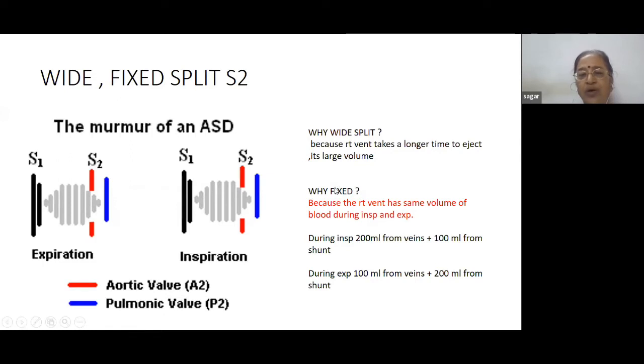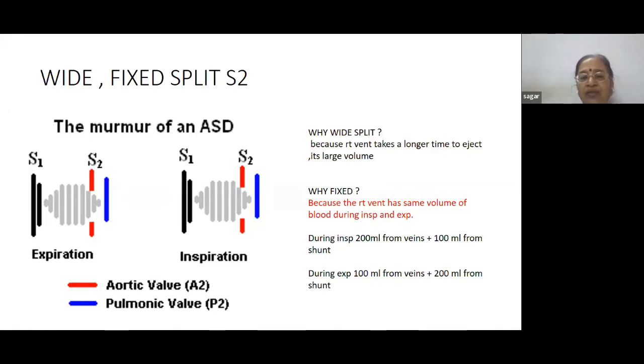Now, the most important characteristic of an ASD is the fixed split. Now, why is it fixed? To understand why it is fixed, you must remember why it is increasing during inspiration and decreasing during expiration in the normal person. In the normal person, during inspiration, there is more blood coming to the right ventricle. So the P2 gets delayed because the right ventricle ejects for a longer time during inspiration. During expiration, there is less blood in the right ventricle, so P2 comes early. Now, this is the normal physiological variation of the second sound.